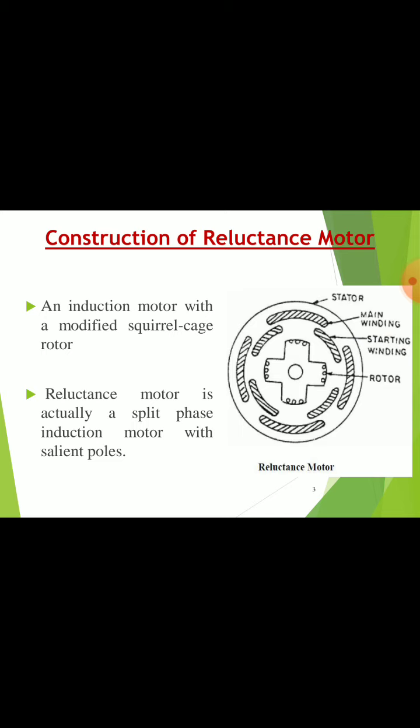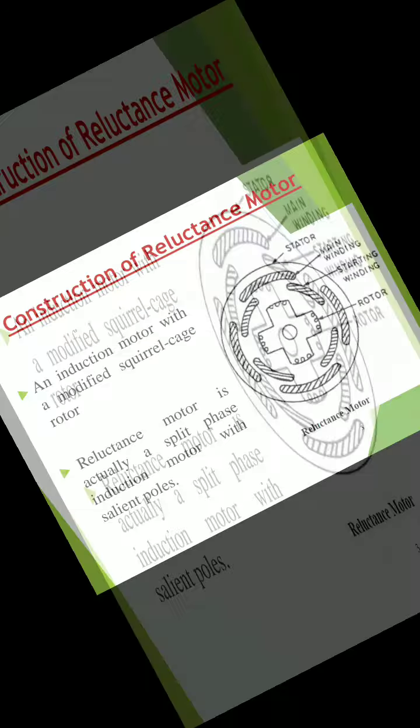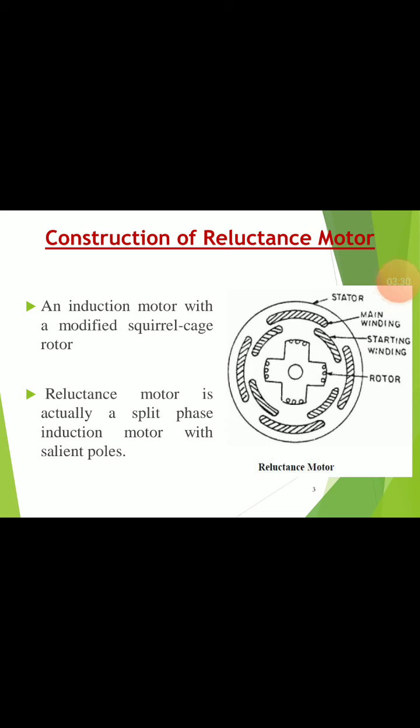Now, it is an induction motor with a modified squirrel cage. A reluctance motor is actually a split phase induction motor with salient poles. That is, in a squirrel cage induction motor the rotor is similar to a squirrel cage, but in a reluctance motor we are using a salient pole rotor.